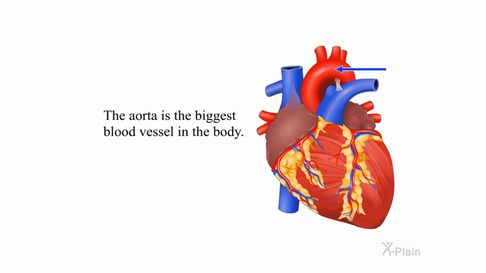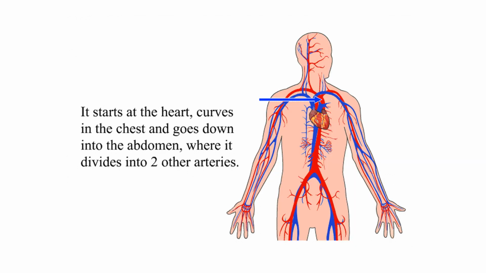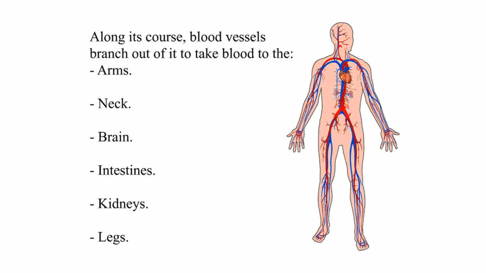Anatomy. The aorta is the biggest blood vessel in the body. It starts at the heart, curves in the chest, and goes down into the abdomen, where it divides into two other arteries. Along its course, blood vessels branch out of it to take blood to the arms, neck, brain, intestines, kidneys, legs.